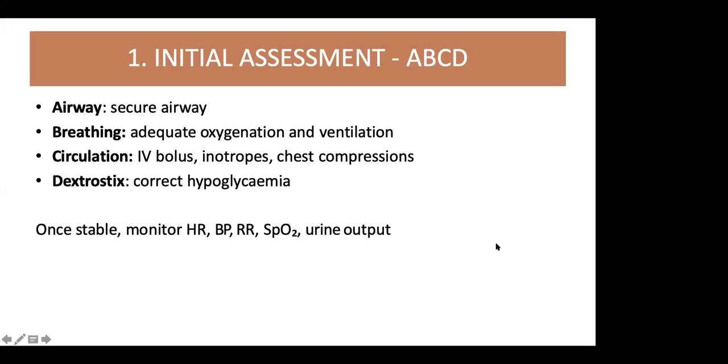We also have to check the blood glucose. D in this ABCD stands for dextrose, in which we have to check the blood glucose and then correct any hypoglycemia as necessary. And once the patient is stable, we must monitor the vital signs such as heart rate, BP, respiratory rate, and then monitor also SpO2 and urine output. Next.